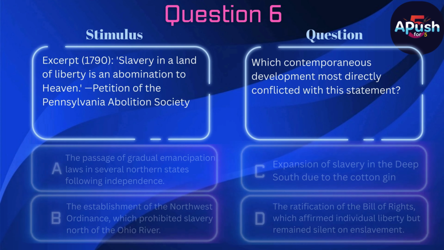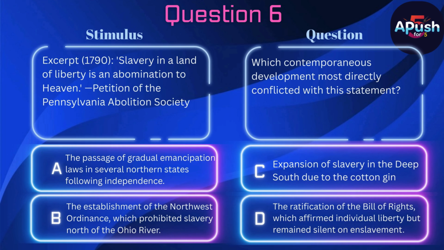A. The passage of gradual emancipation laws in several northern states following independence. B. The establishment of the Northwest Ordinance, which prohibited slavery north of the Ohio River. C. Expansion of slavery in the Deep South due to the cotton gin. D. The ratification of the Bill of Rights, which affirmed individual liberty but remained silent on enslavement.